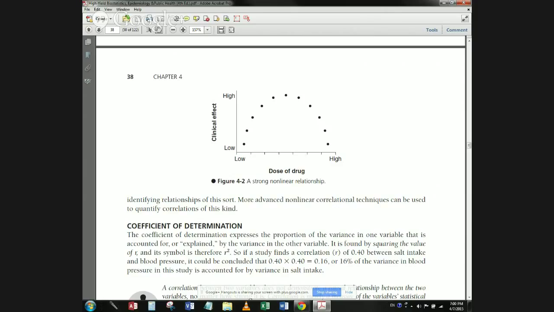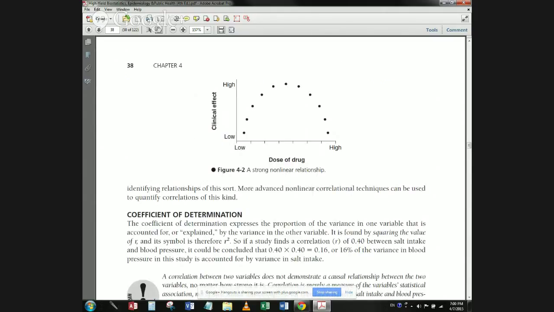Coefficient of determination. The coefficient of determination expresses the proportion of the variance in one variable that is accounted for or explained by the variance in the other variable. It is found by squaring the value of r, and its symbol is therefore r squared.